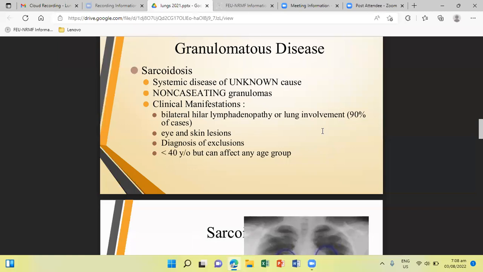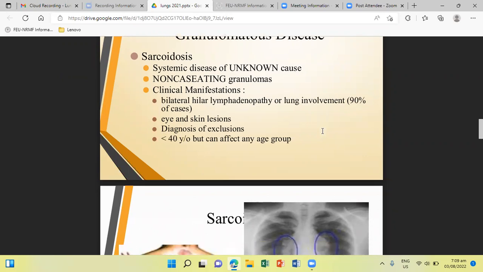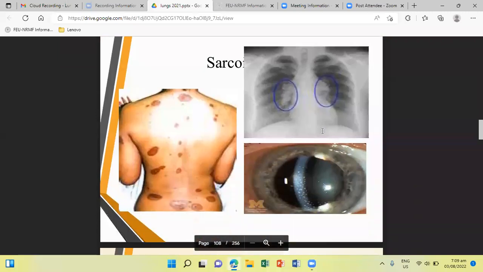Okay, let us go to the next category, which is granulomatous diseases. Sarcoidosis is a systemic granulomatous disease of unknown cause. It may involve different tissues and organs. Usually, it involves the bilateral hilar nodes, occurring in 90% of the cases. So when you do the physical exam, do not forget to take a chest X-ray and focus on the hilar nodes.